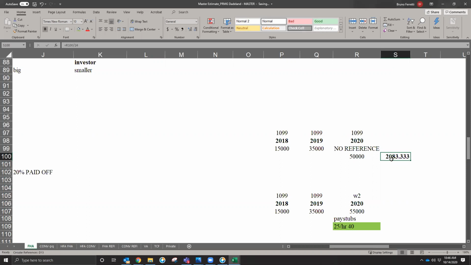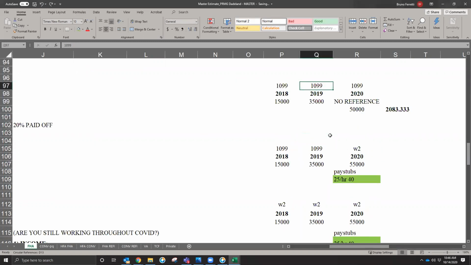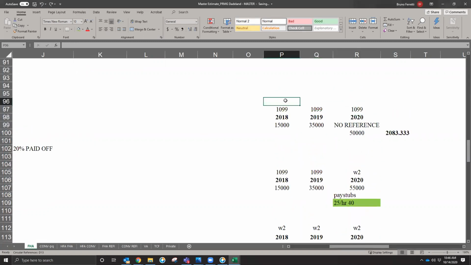Why is it so low? Well, because he had very low income in 2018. If he had the same 35,000, look at how now it goes up a little bit. Still very low to qualify, but goes up. Does that make sense? Okay. Yeah. Now, let's do another one, last one. We have all 1099. One more question.